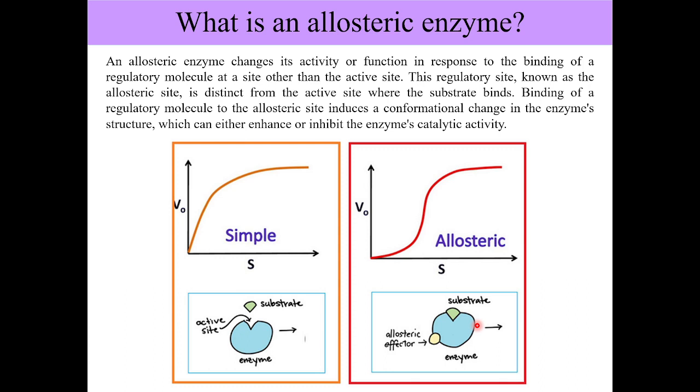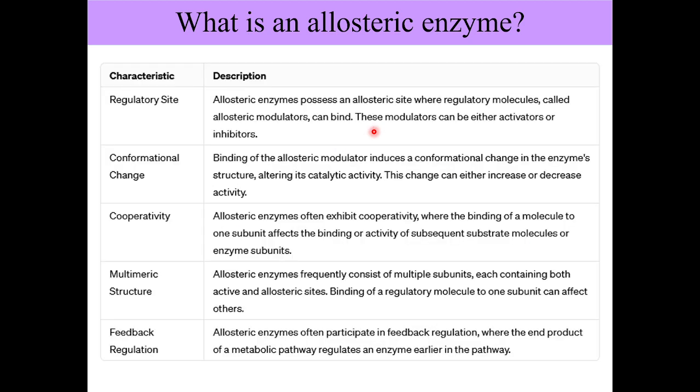Binding of a regulatory molecule to the allosteric site induces a conformational change in the enzyme structure, which can either enhance or inhibit the enzyme's catalytic activity. Fine. So now these are again some terms that you need to go through to understand an allosteric enzyme. One important characteristic of the allosteric enzyme is its regulatory site, which is also known as the allosteric site. So let us look at it.